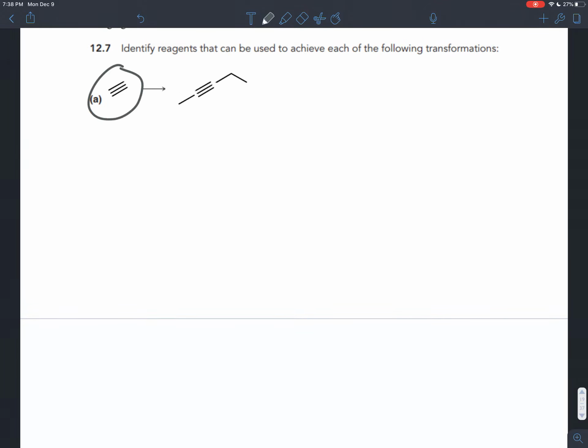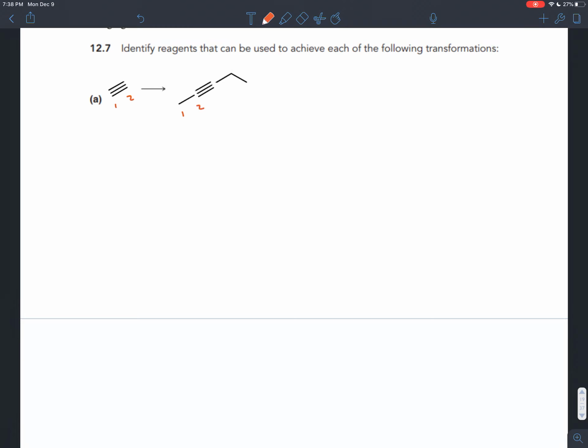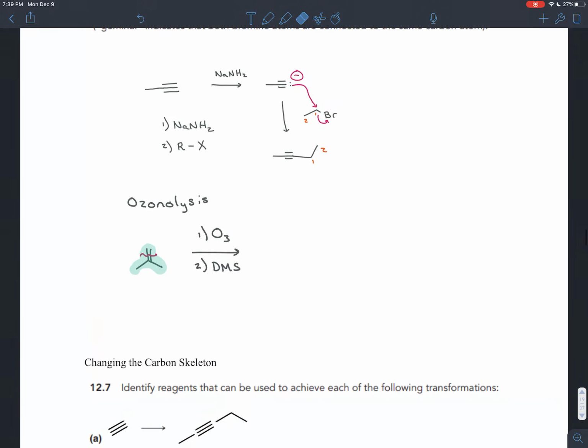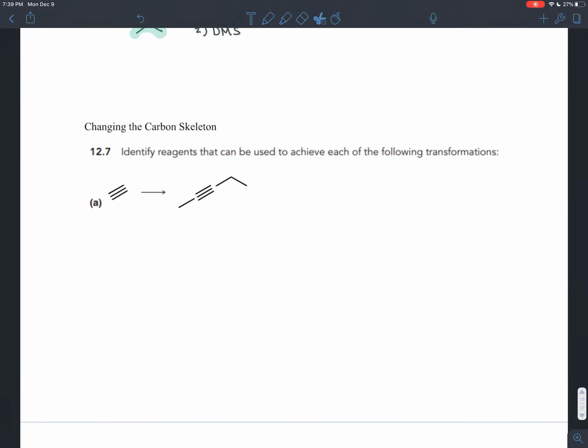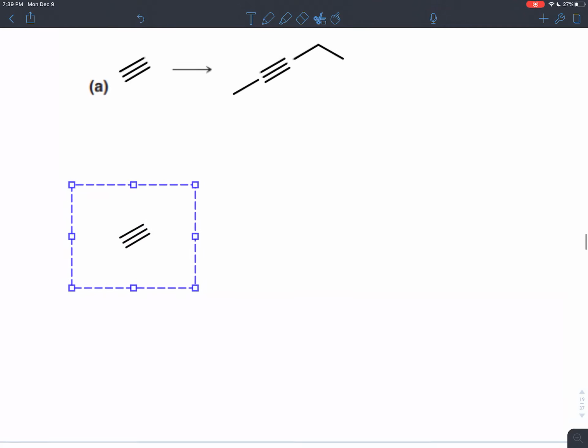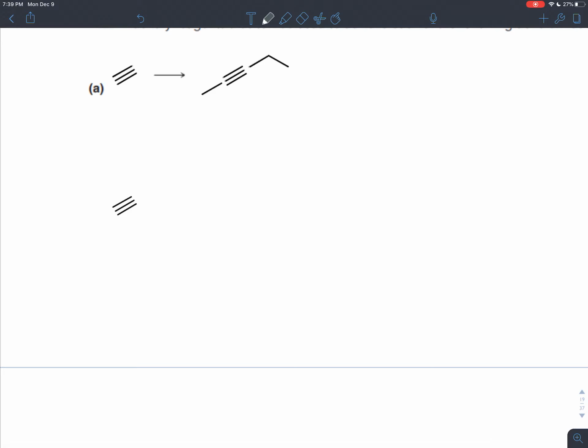So we notice we have 2 carbons in the molecule on the left. In the molecule on the right, we have 1, 2, 3, 4, 5. The fact that we have more carbons as we go from the left to the right is a sign that we're going to use sodium amide and an alkyl halide. So what we can do is take our molecule, and if we treat it with sodium amide, that will rip the hydrogen off. There's a hydrogen here, a hydrogen here.